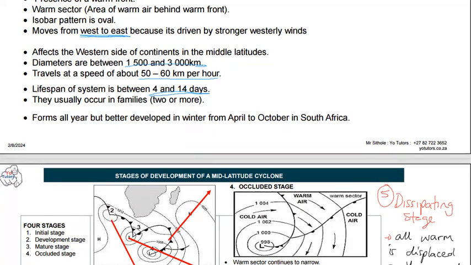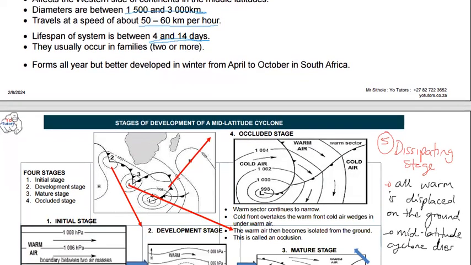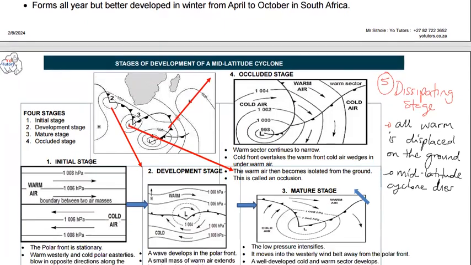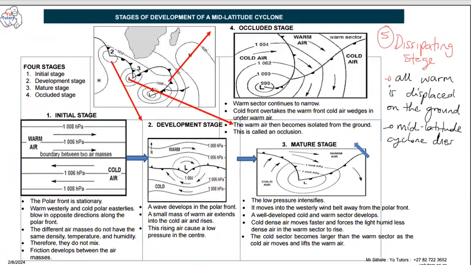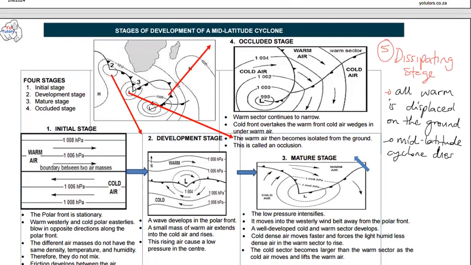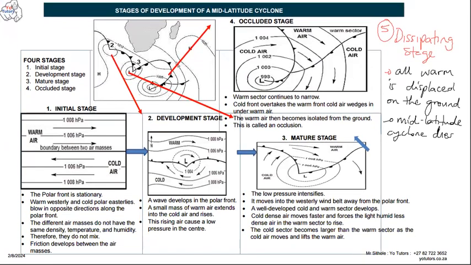So this is 1, 2, 3. They are all cyclones. Okay, so they form all year. Mid-lat cyclones occur all year round, but they affect South Africa in winter because of the movement of our ITCZ to the north. The intertropical convergence zone and also our high pressure systems move north in winter, and that movement actually brings the mid-lat cyclones closer to South Africa.